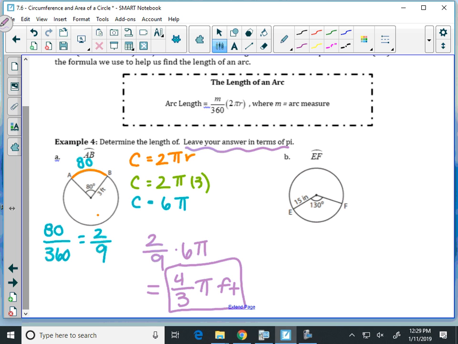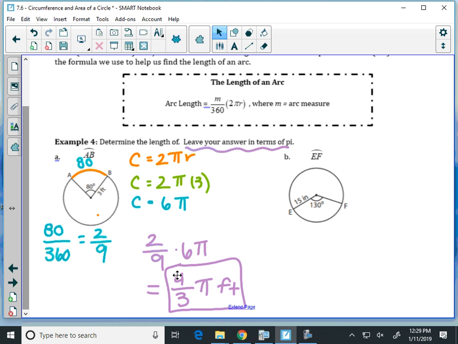Okay? So it's the same process as we did in that first problem. You just find the circumference of the entire circle and then multiply the circumference by whatever fraction of the circle that arc is. You figure out that fraction by doing its measure over 360. Okay? It might make more sense too if we do round. But keep our answers in terms of pi. So your final answer is this.